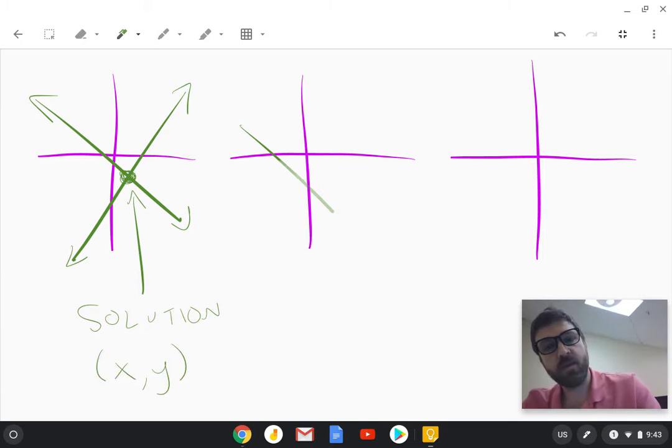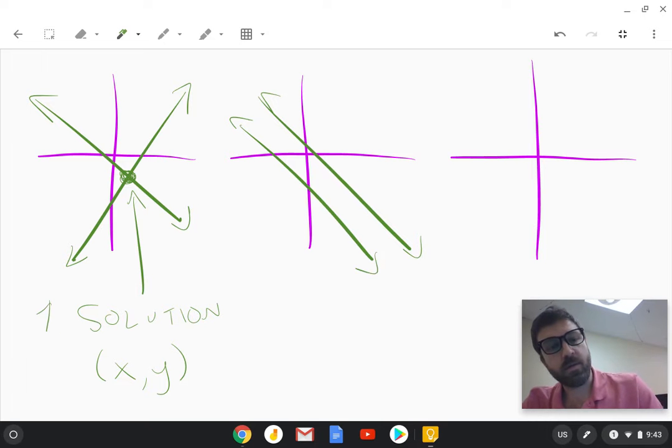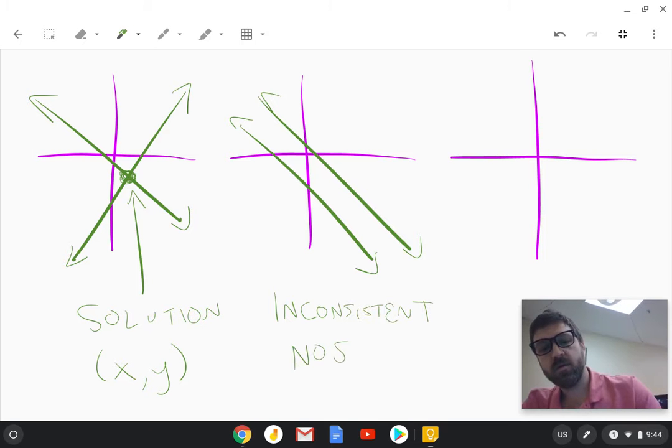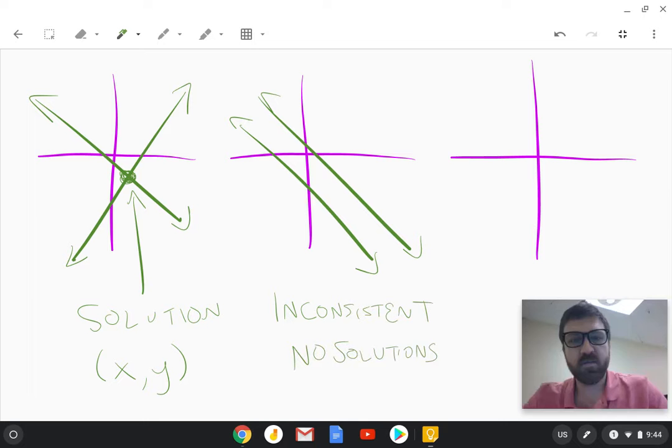Another possibility is that the lines are what we call inconsistent. Sorry, I'm having trouble writing today. Inconsistent means there are no solutions because these two lines do not intersect. There is no point where they intersect. So there are no solutions to that.